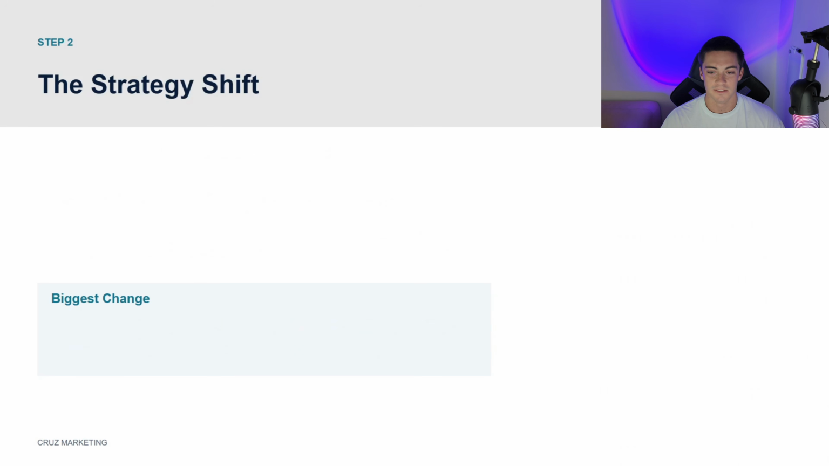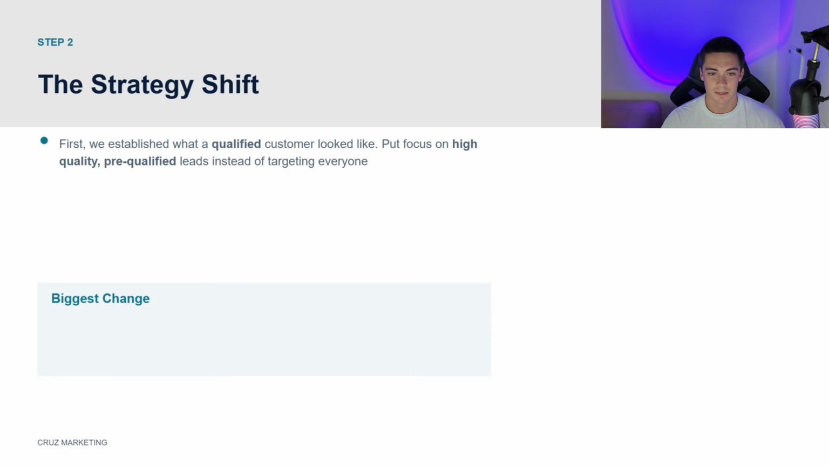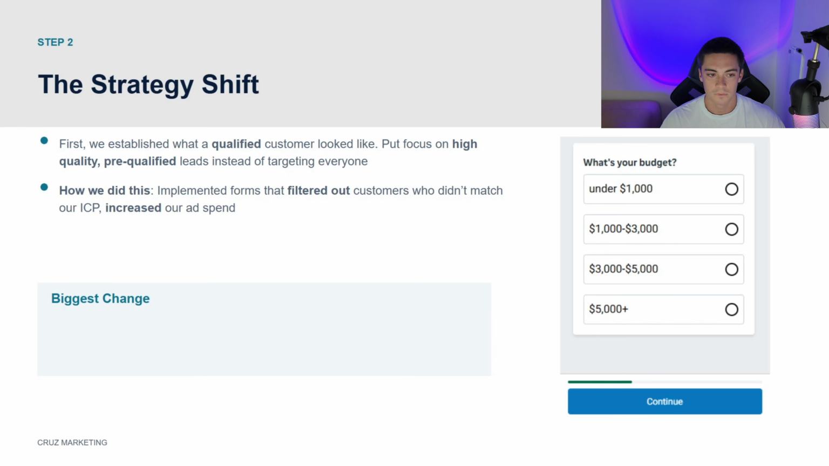Step 2, the strategy shift. First, we established what a qualified customer looked like for this business. Then we put focus on high quality, pre-qualified leads instead of just targeting any and everyone. How we did this was we implemented forms that filtered out customers who didn't match our ICP, and then we increased our ad spend. On the right, you'll see an example of a question we might ask during a lead form to pre-qualify these leads.